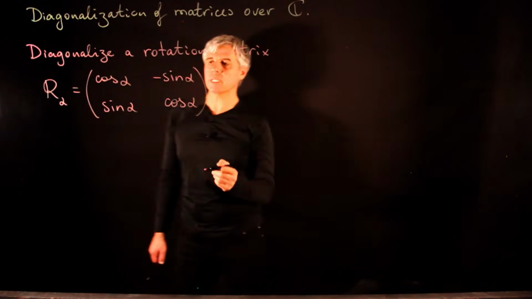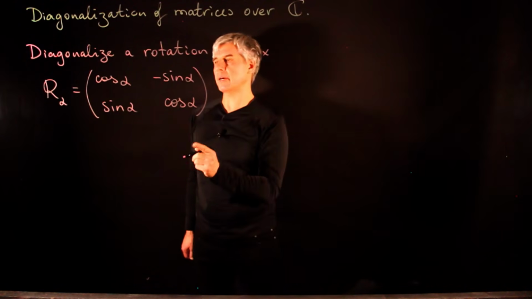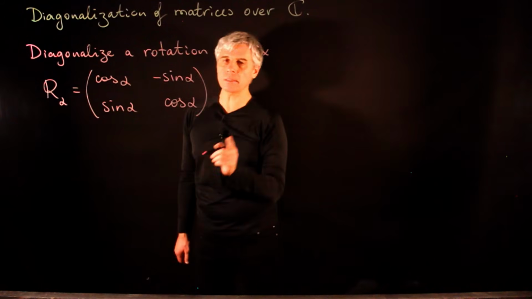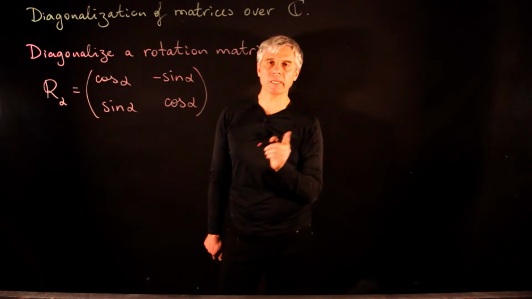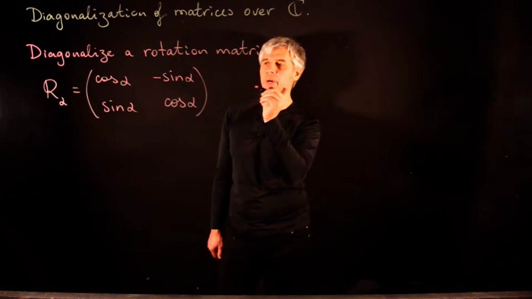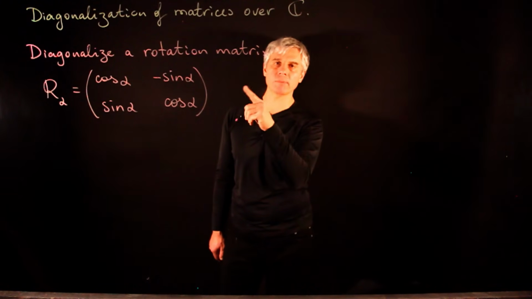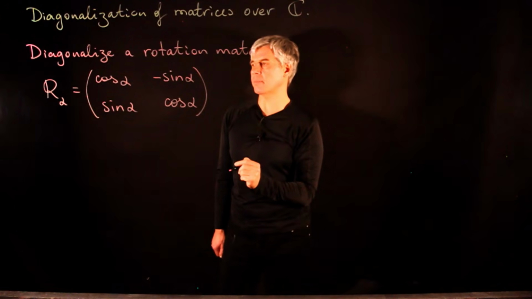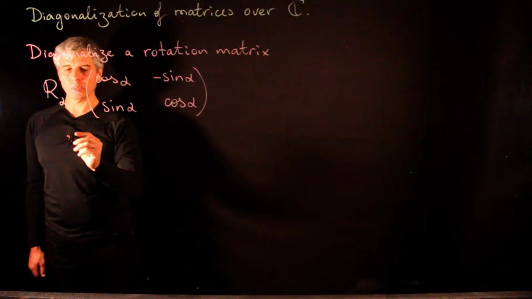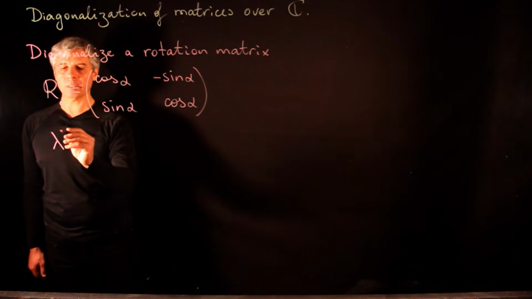What we know is that we cannot do this over real numbers, because unless alpha is 0 or 180 degrees, the rotation matrix has no real eigenvectors, because every vector is rotated by angle alpha, and so we cannot possibly get a multiple of the same vector. Over complex numbers, we can diagonalize this though. So let us start by writing the characteristic polynomial.